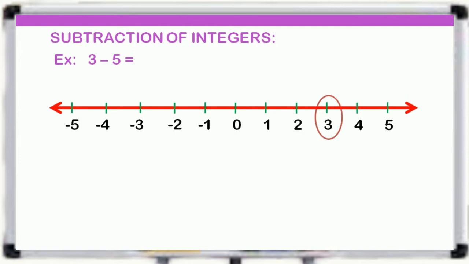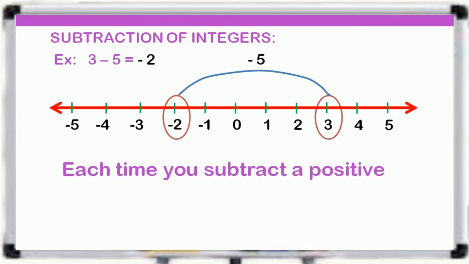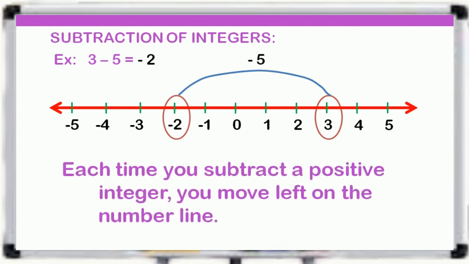When we subtract a positive integer from an integer, we have to move left side. That means we have to move 5 numbers left side on the number line. That means we get minus 2 here. 3 minus 5 is equal to minus 2. Every time you subtract a positive integer, you move left on the number line.